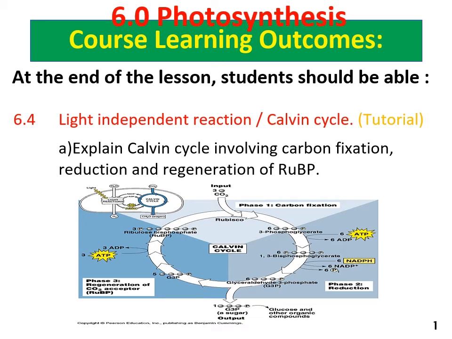Okay, so now we move to subtopic 6.4, light independent reaction or Calvin cycle. At the end of the lesson, students should be able to explain the Calvin cycle that involves carbon fixation, reduction and regeneration of RuBP.